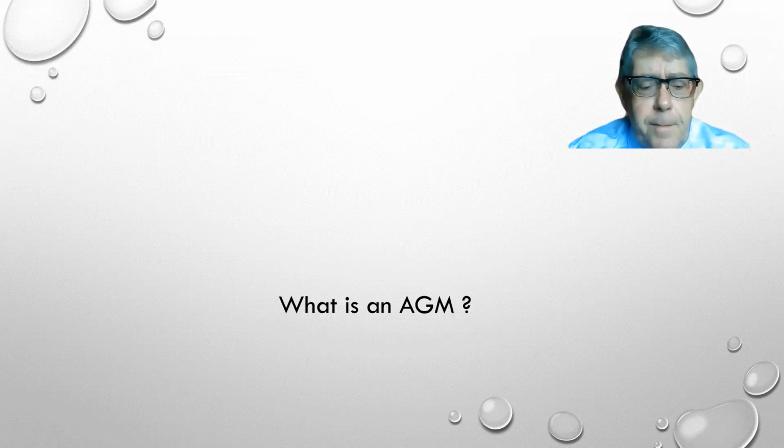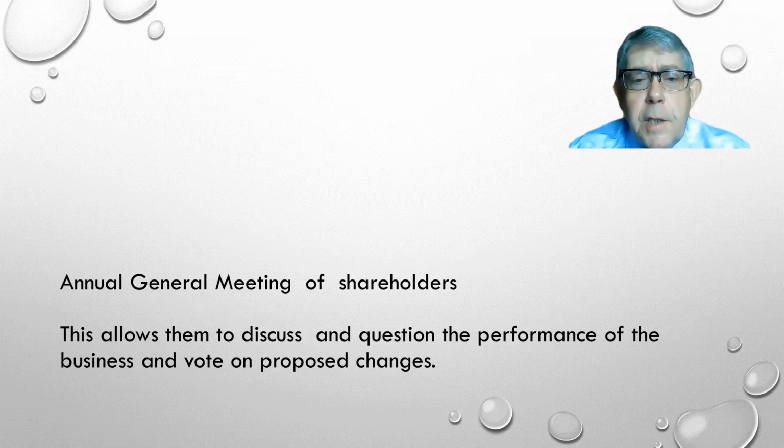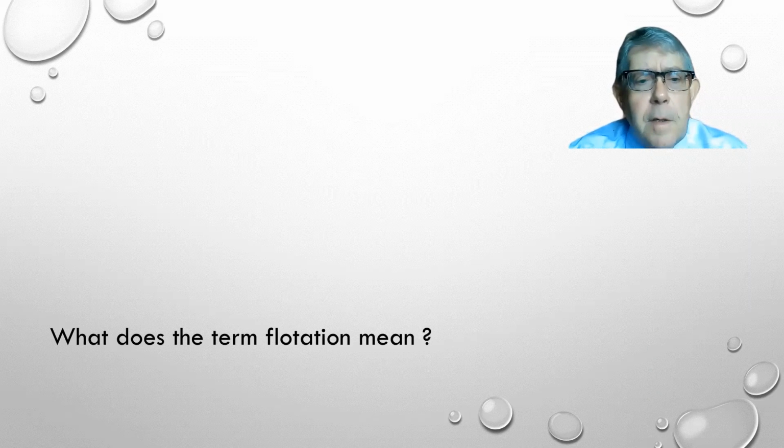What is an AGM? This is the annual general meeting of shareholders. This allows them to discuss and question the performance of the business and to vote on proposed changes.